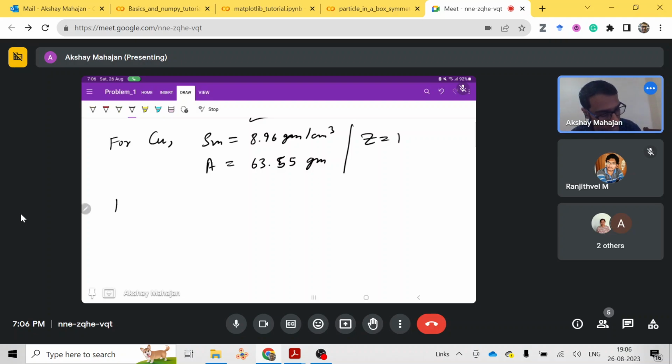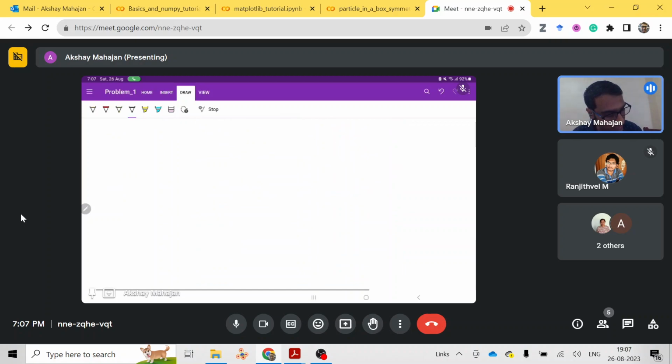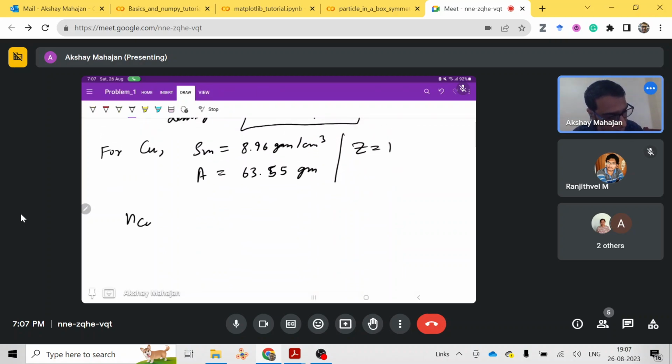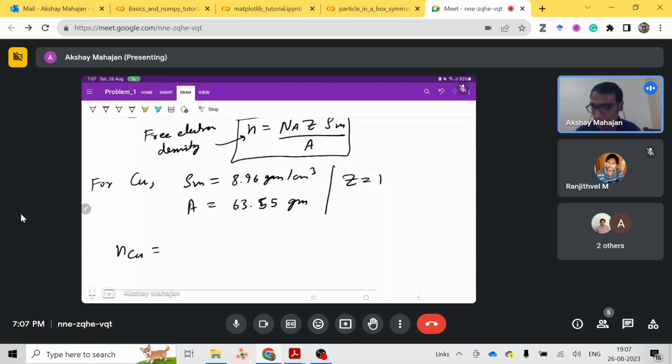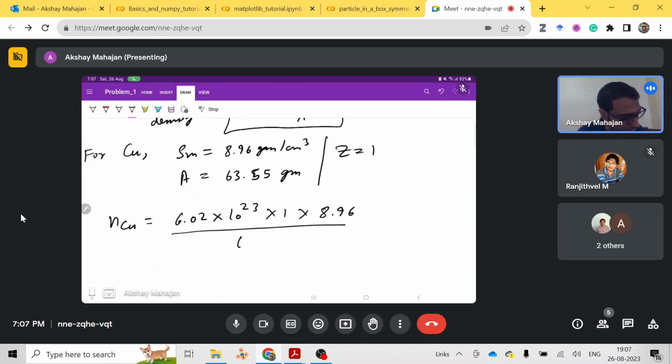So N is basically our free electron density. N for copper, we just have to put in the values using this formula. So we have 6.02 times 10 to the power 23, which is the Avogadro number Na. Z here is 1. Rho m is given to us as 8.96, divided by our capital A, which is 63.55. And this will be per centimeter cube.